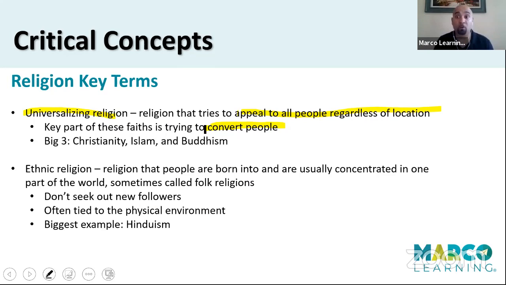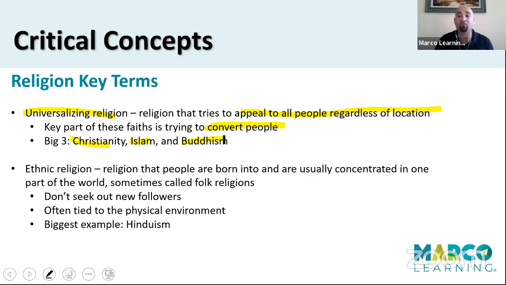The big three for universalizing religions are Christianity, Islam, and Buddhism. These three religions have diffused primarily because that is part of their belief system. You need to go out and convert people. And as you travel, you're going to try to convert these people to your faith.